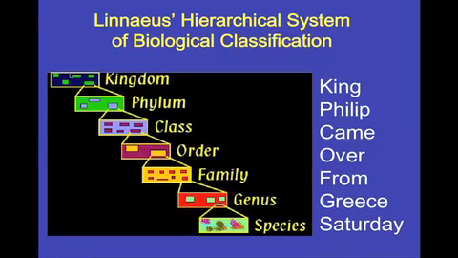So this system is one of the few things I really will ask you to memorize. Most things in here I want you to understand, not necessarily being a little robot, but it's really useful to memorize this classification system from the broadest level of kingdom down to phylum, down to class, down to order, down to family, genus, and then at the most specific, the species. And an easy way to remember the sequence is: King Philip came over from Greece Saturday.